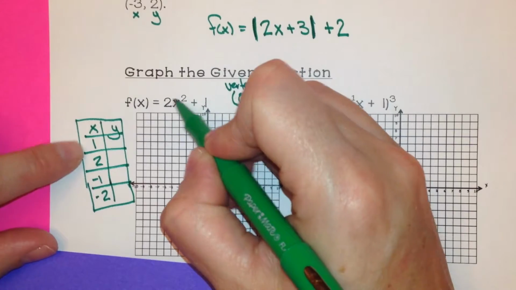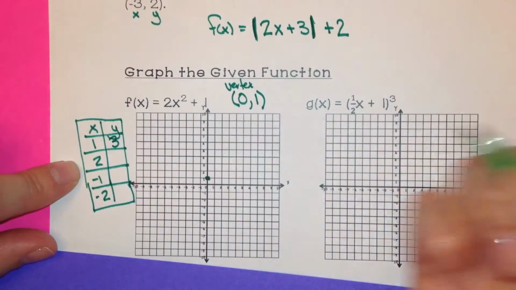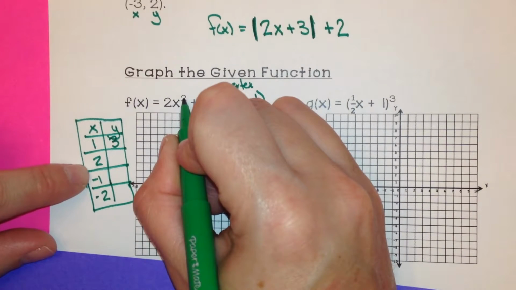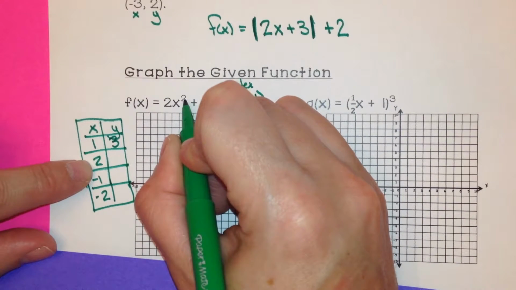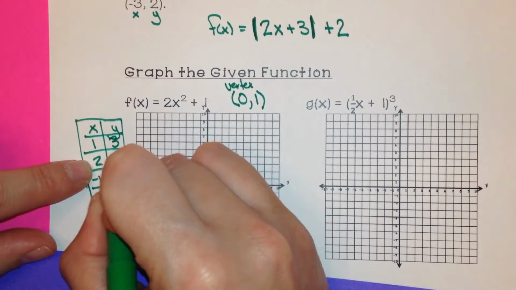Okay, plug in 1. 1 squared is 1. 1 times 2 is 2. And 2 plus 1 is 3. Plug in 2. 2 squared is 4. 4 times 2 is 8. 8 plus 1 is 9.